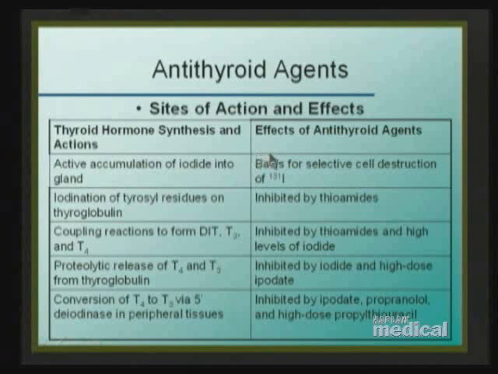Since the thyroid gland accumulates iodine, imagine you had a thyroid cancer and you wanted to destroy the thyroid gland. Then you could have selective cell destruction by giving radioactive iodine. Iodine-131 can be used for that matter. But that would be reserved literally for thyroid cancer.